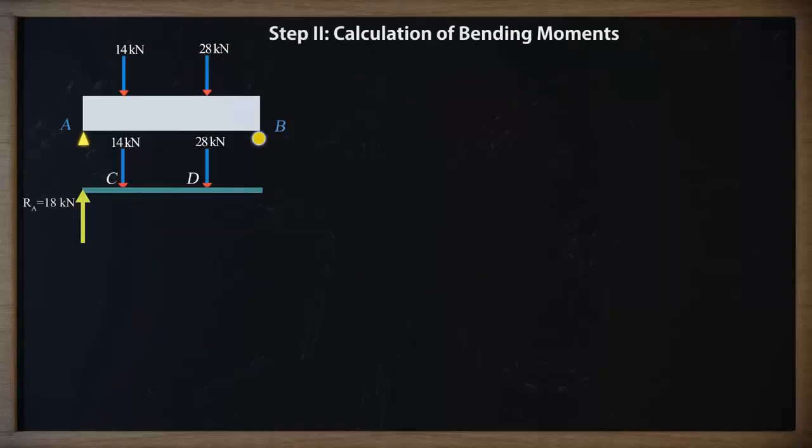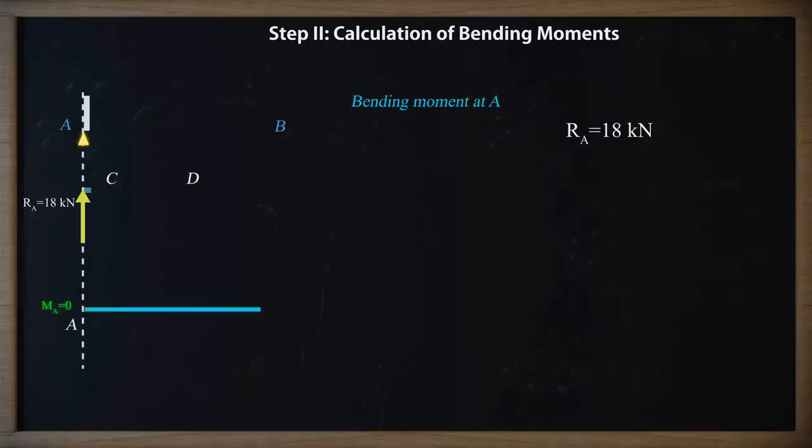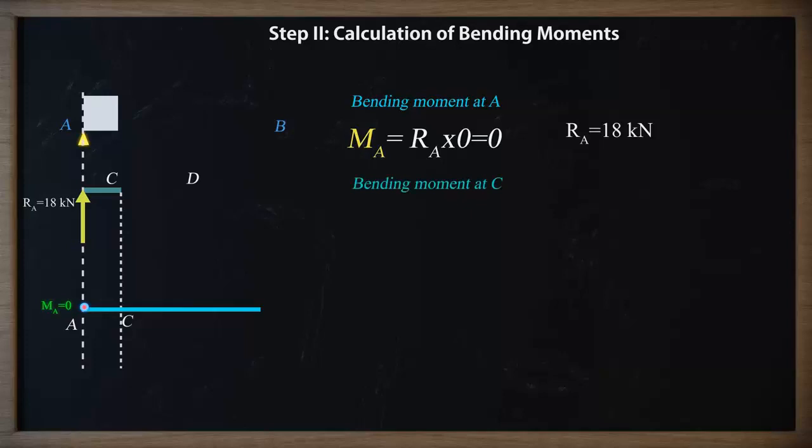To calculate bending moment, we'll do the same thing. Hide all the loads and beam to the right side. So bending moment at point A equals reaction Ra multiplied by 0, that is, the value will be 0. Next, bending moment at point C is Ra into perpendicular distance between point A and point C, that is 2 meter. So bending moment at point C is 36 kilonewton meter.